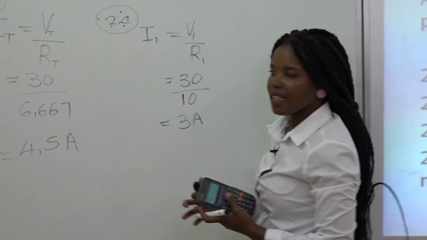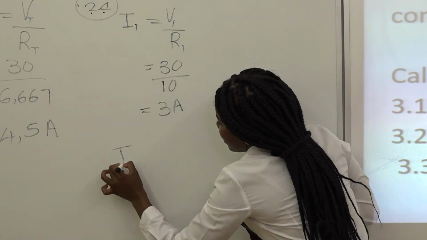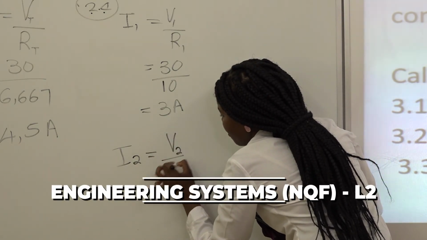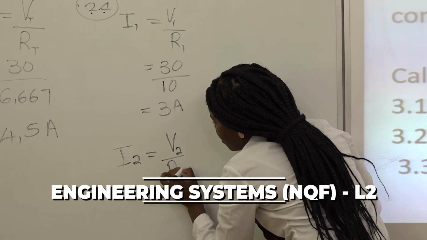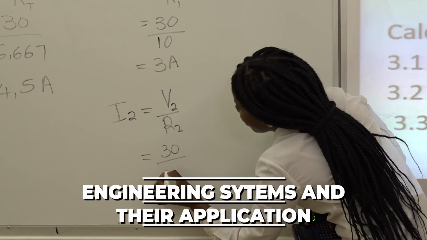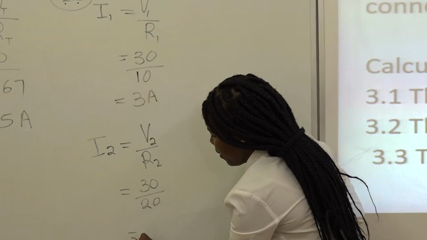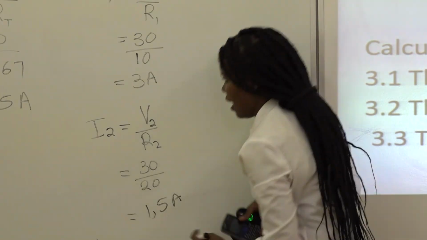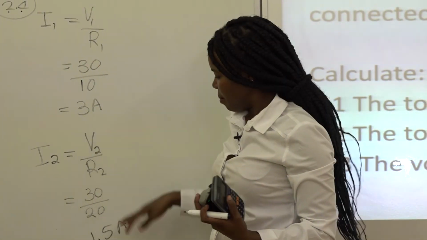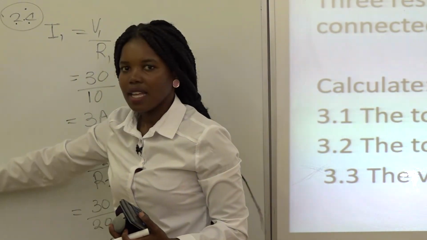And then now we'll look at the current that flows through R2. So we'll say the current that flows through resistor 2, I2 is equal to V2 all over R2. So we'll say 30, since it's the same as the total voltage, all over 20. And 30 divided by 20 is 1.5 amps. If you add 3 amps plus 1.5, it will give you 4.5, which is the total. So then you will know that your calculations are correct.